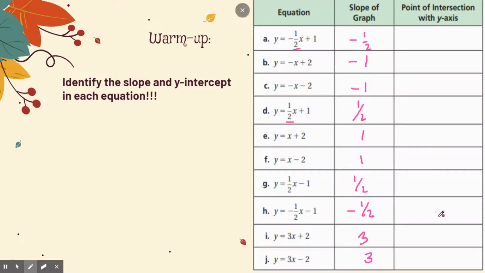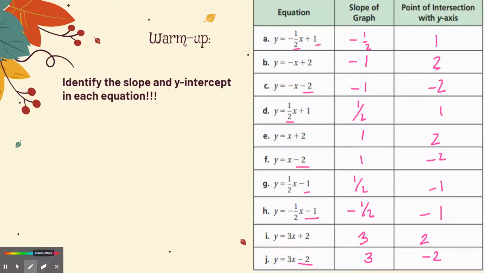Now let's go through and do the y-intercept. So it's going to be in the b spot. So this is 1, this is 2, this one's -2, this one's 1, 2, and again I've got a -2 here. It's a -1, -1, 2, and -2. All right, if you need to fill out this chart, pause so you can do so, and I'm going to move on to the next spot.